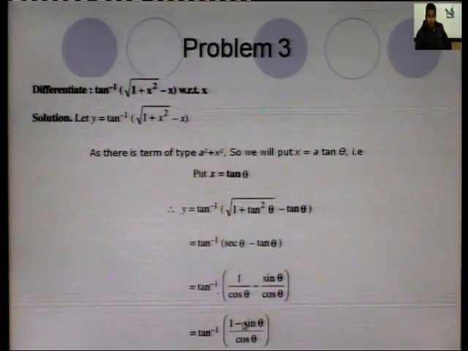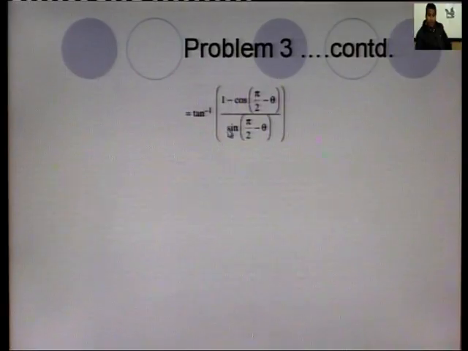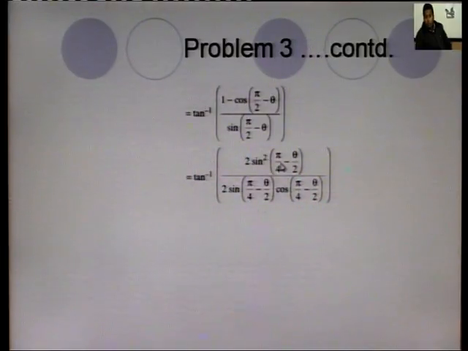So the previous expression will become 1 minus cos of pi by 2 minus theta, and 1 minus sin. Now what is the formula for 1 minus cos theta? That is 2 sin square theta by 2, and 1 plus cos is 2 cos square theta by 2. So this becomes 2 sin square of (pi by 4 minus theta by 2), and the sin function can be written as 2 sin theta by 2 cos theta by 2, that is sin (pi by 4 minus theta by 2) cos (pi by 4 minus theta by 2).